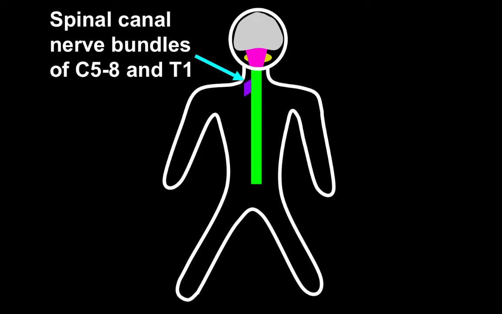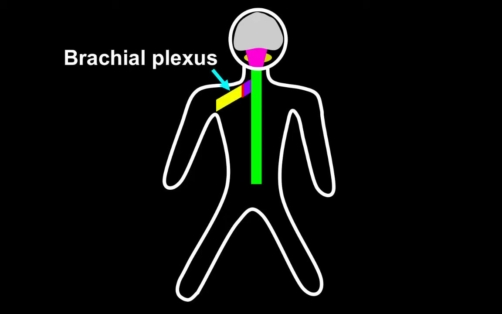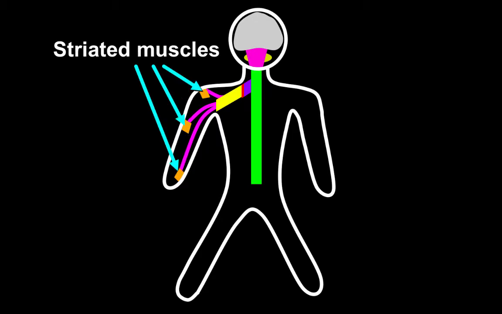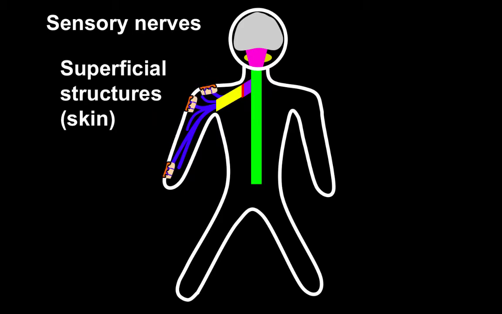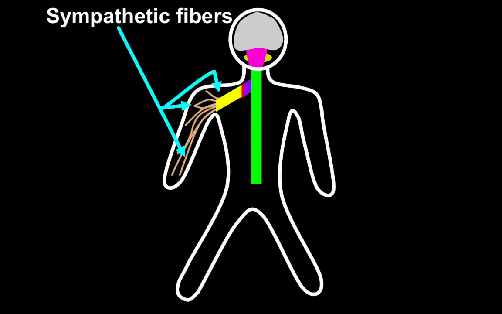So now that we know the components of the spinal canal nerve bundles and the formation of the spinal nerve, we will add a yellow parallelogram to represent the brachial plexus. From the brachial plexus arise motor nerves to innervate the striated muscle of the upper limb, and sensory nerves to innervate superficial structures, and deep structures such as bone, joints, and muscles, and sympathetic nerves.